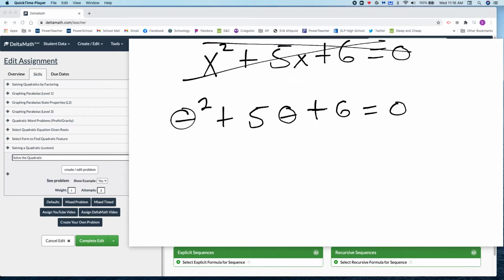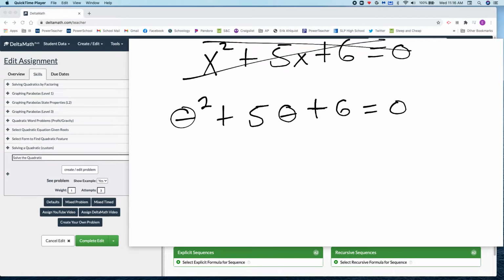And if you solve it, it's the same thing. It's just a name. You could put the word mom in there. Mom squared plus 5 mom plus 6 equals 0. It wouldn't matter. You still solve it the same way.